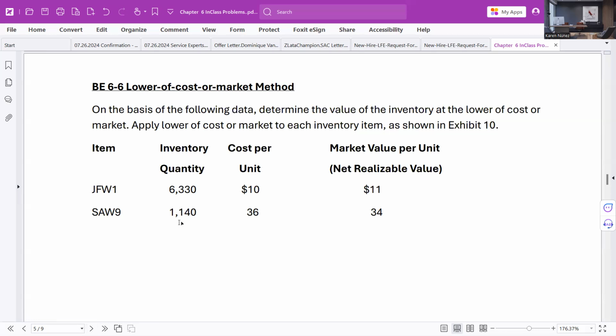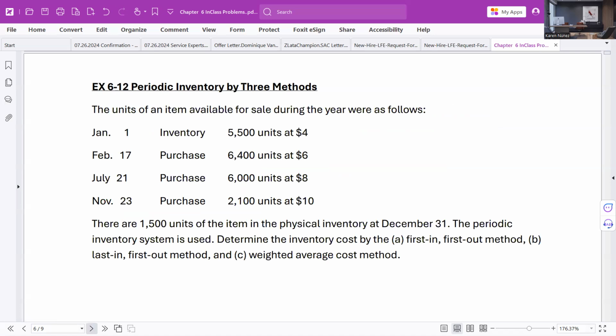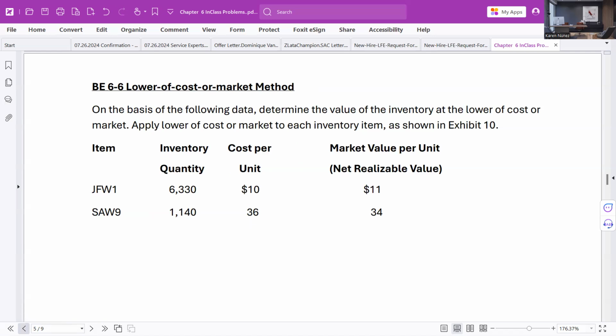So again, let me talk through this one more time. The cost is $10 a unit. We got 6,330 units. Multiply the cost times the number of units, and we'll get the total cost. Multiply the number of units times the market value, and we'll get the market value. And I do not have that. I thought I had that available, but I do not. So let me put that at the bottom here real quick.